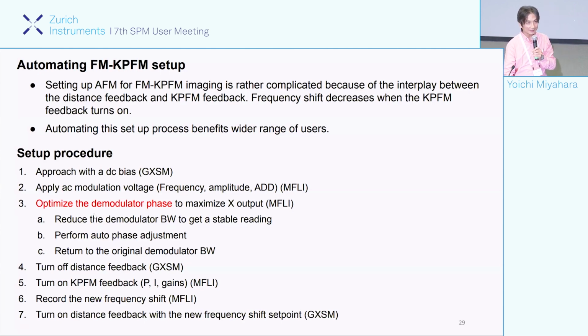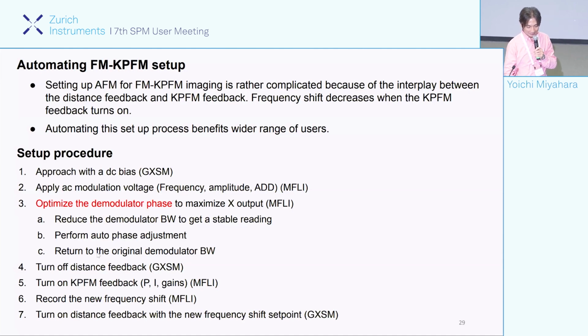To do that, one has to first reduce the demodulator bandwidth to get a stable reading. This is crucial. Otherwise, the phase is not really reliable. And then you just perform auto phase adjustment, just click a button, but you still have to do it. And then don't forget to return to the original demodulator bandwidth. If you leave the very low bandwidth, KPFM won't really work.